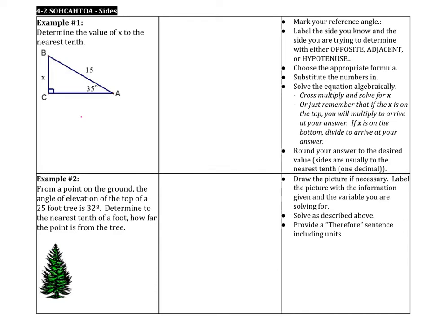In this video, we will now continue with SOHCAHTOA, which means trigonometry involving right triangles, but we're going to be solving for missing sides. The first step is the same as before. You're going to mark your reference angle, but in this case, it's going to be an angle that you know. Always make sure, though, the reference angle is never the right angle. The reference angle is always one of the other two angles. So in this case, the 35 degrees is the reference angle.